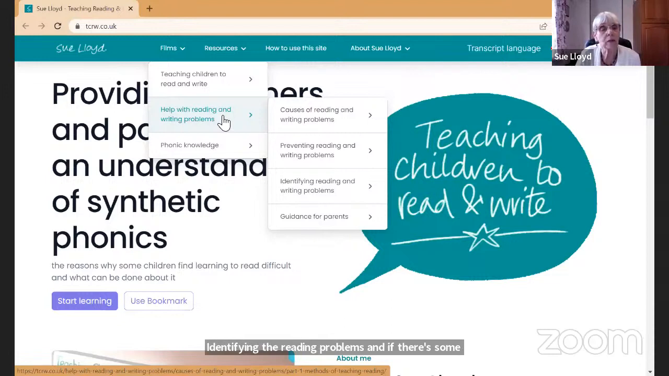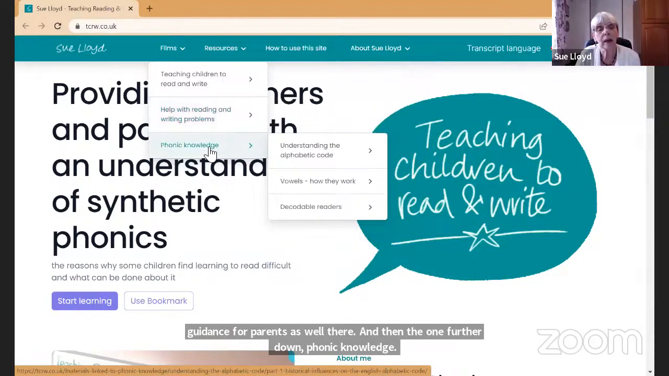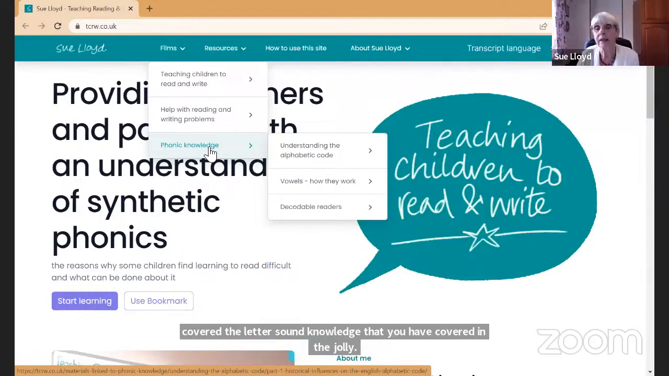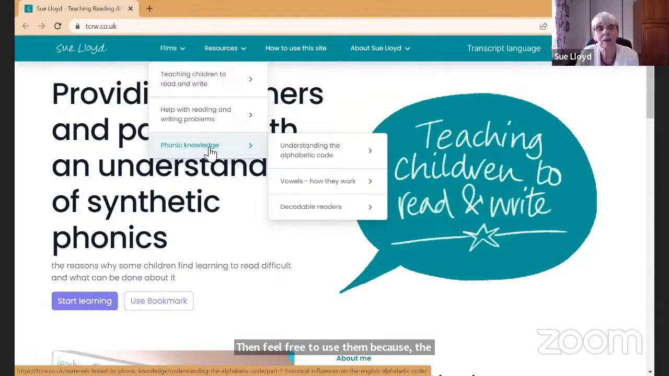And then the one further down, phonic knowledge, if you go there, you can see all about the alphabetic code, and those vowels that I've spoken about, you can read at your leisure and take on board. And then if you want to know more about decodable readers, I talk about other decodable readers. There are others available on the market. If they've covered the letter sound knowledge that you have covered in the Jolly, then feel free to use them, because the more books you have, the better it is, and the more they can practice. And there's a lot of free resources there.